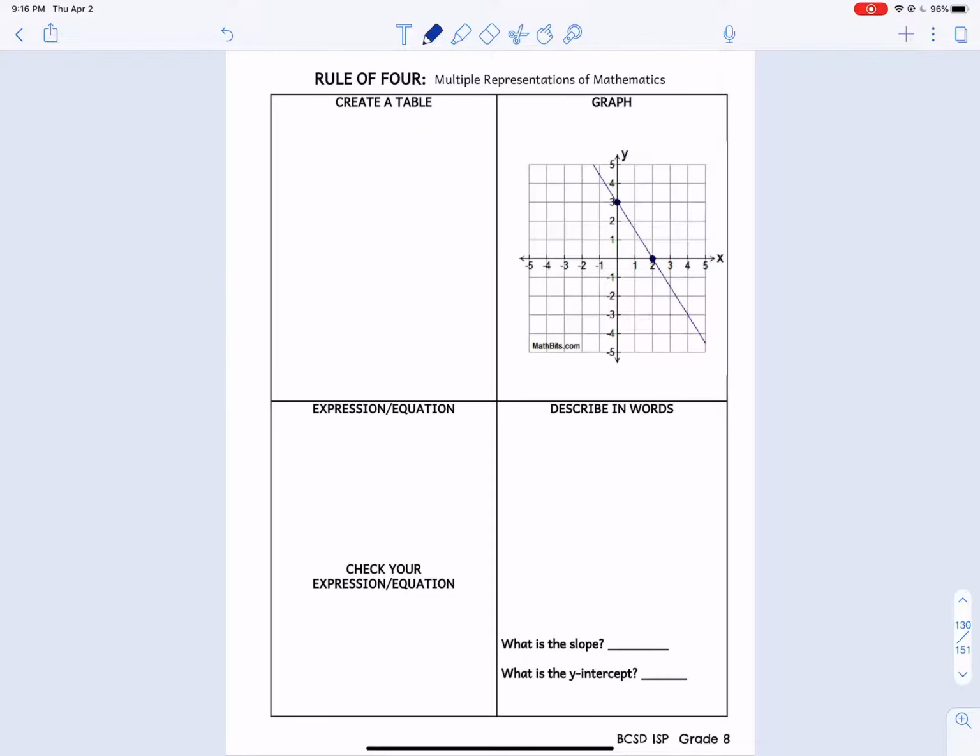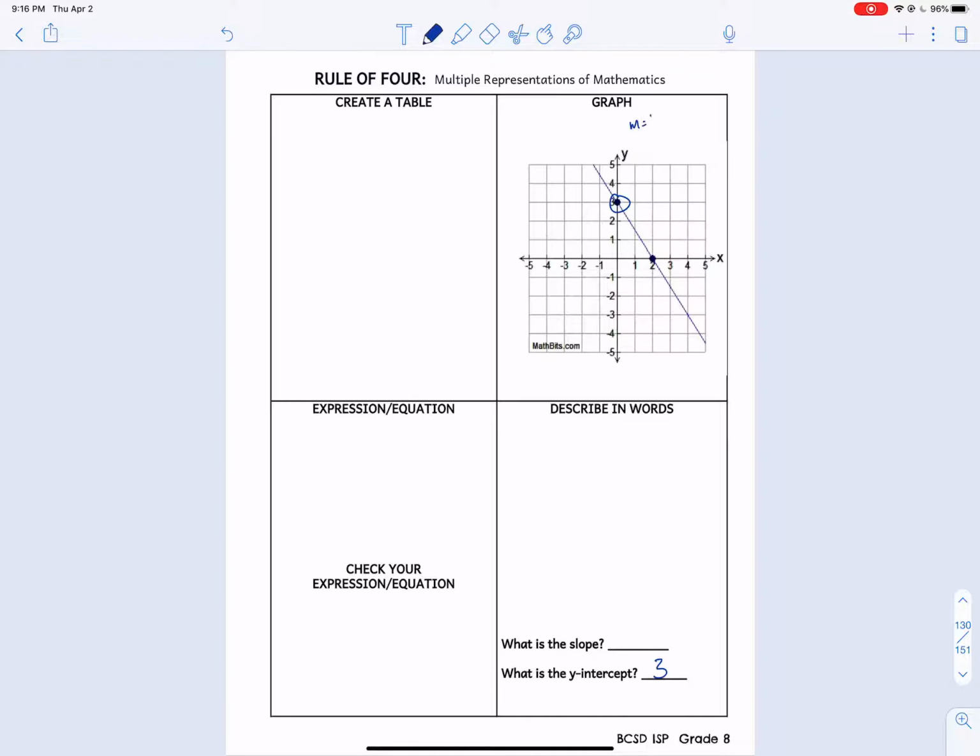Another rule of 4. Same deal. I'll help you with the slope, the y-intercept, and the equation. Looking at the graph, I immediately see the y-intercept is 3. We're just looking for the place where the line crosses the y-axis. That's 3. And then the slope, we're going to use rise over run.